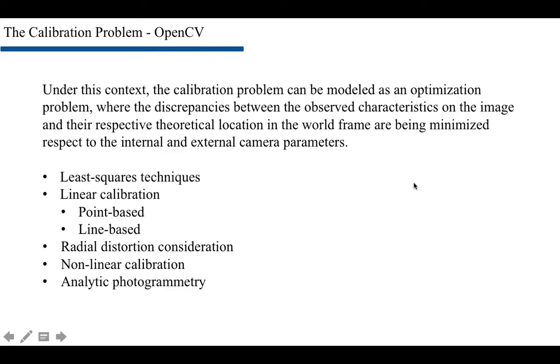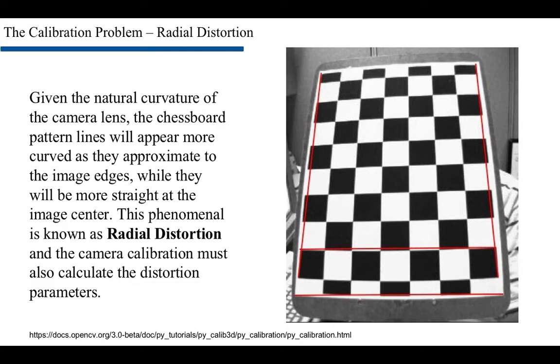Let's talk about things that calculate this more easily than just doing it by hand. Under this context, the calibration problem can be modeled as an optimization problem, where the discrepancies between the observed characteristics on the image and their respective theoretical location in the world frame are minimized with respect to the internal and external camera parameters. There are many techniques. We can use least squares techniques, linear calibration, point-based, line-based, radial distortion considerations, nonlinear calibration, analytic photogrammetry, many techniques to compute these intrinsic and extrinsic parameters. But let's use something that is pretty common.